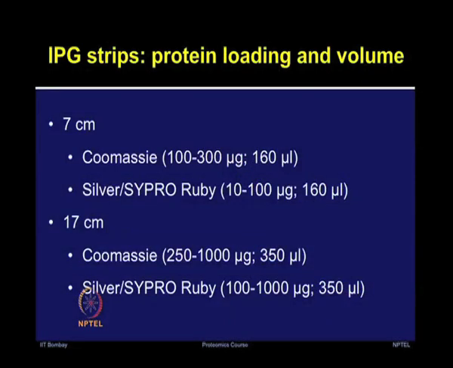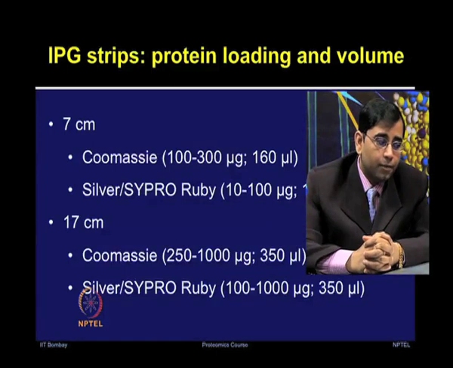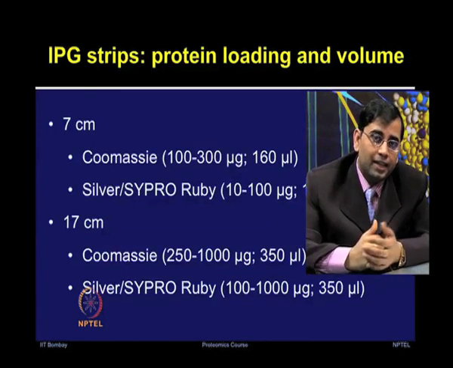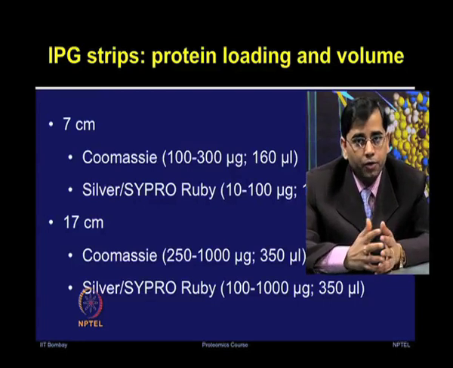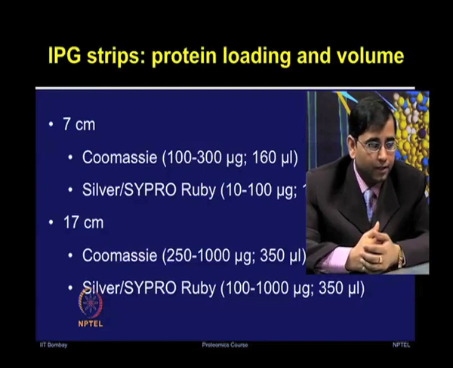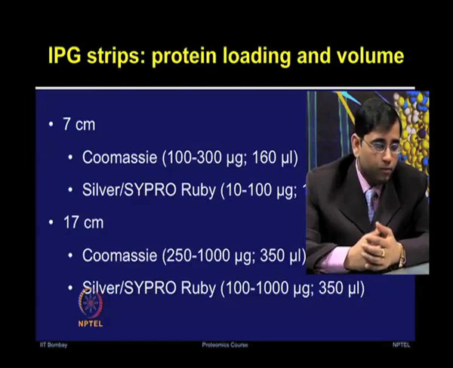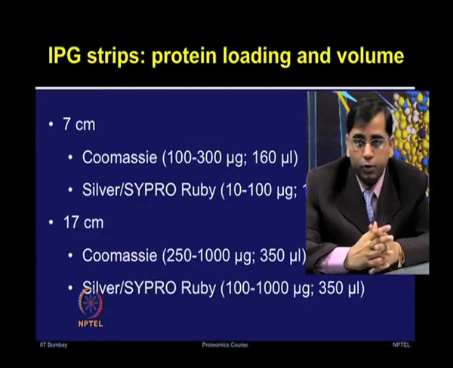These are some recommendations for how much protein one should load on the IPG strips. For example, if you have a small strip like 7 centimeter length, you can apply between 100 to 300 microgram of protein, and maximum volume could be 150 to 160 microliters. Usually, Coomassie stain is a good choice.